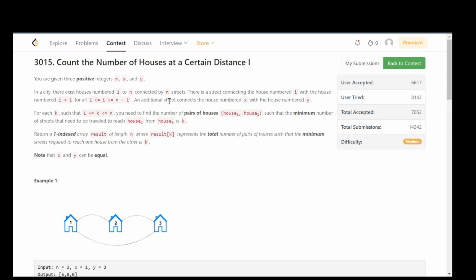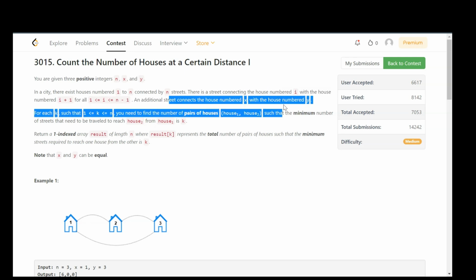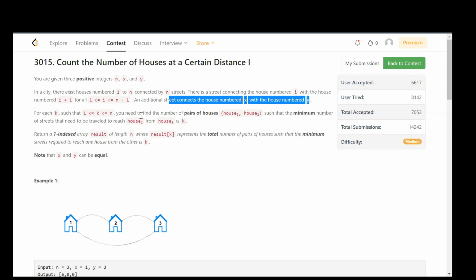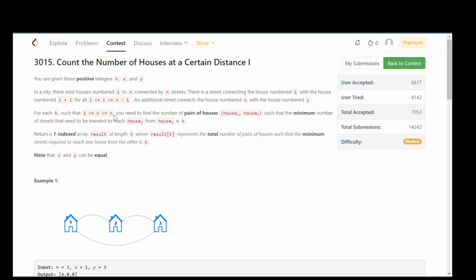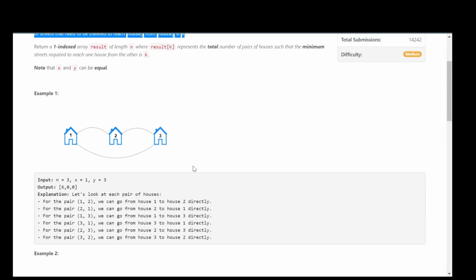Additionally, there is a street connecting the house numbered x with the house numbered y. So for each k, such that k exists between 1 to n, you need to find the number of pairs of houses such that the minimum number of streets that need to be traveled to reach house 2 from house 1 is k. Okay.